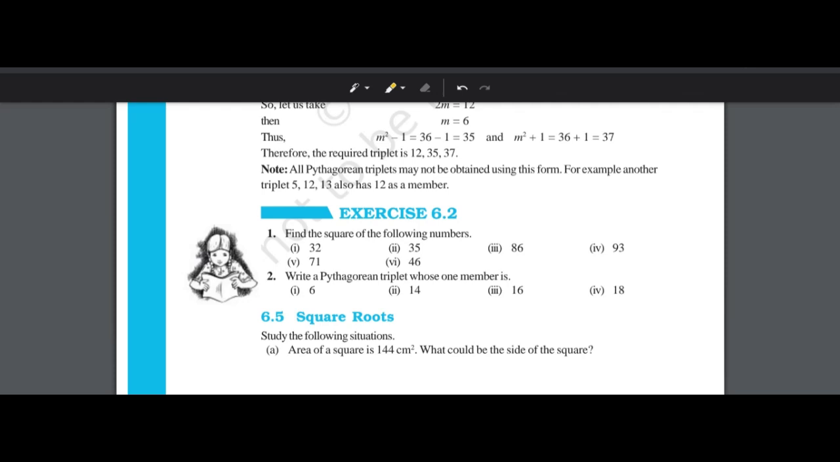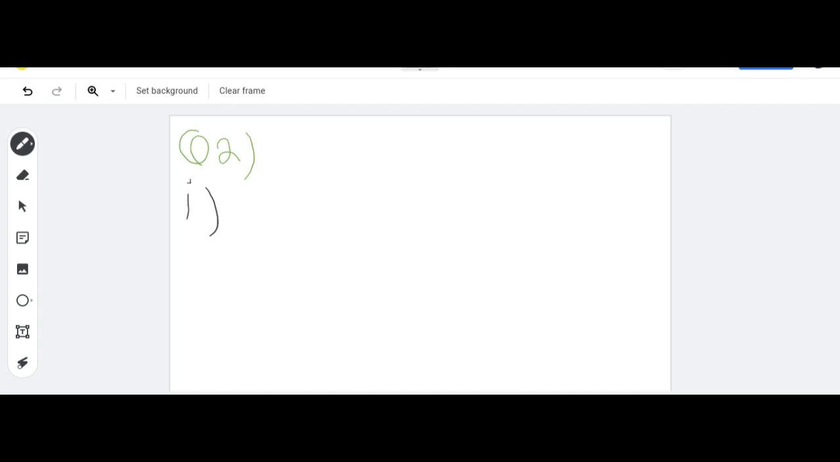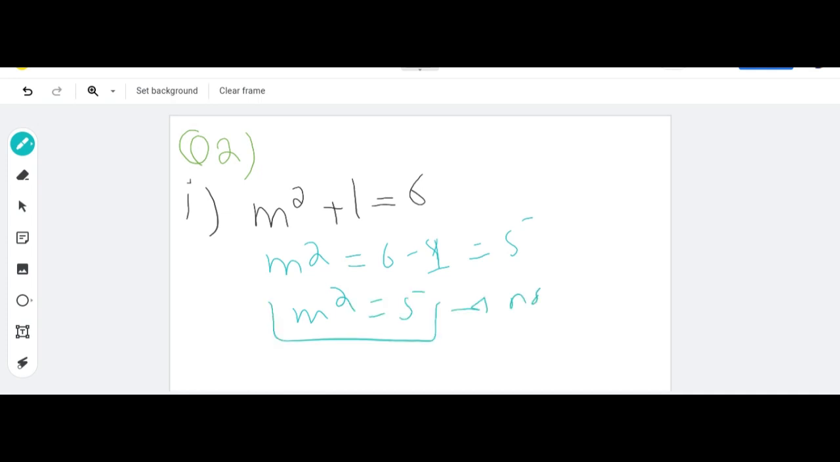So simply I will solve this, and if I didn't get this, then I have to change my format. If we take m square plus 1 is equal to 6, got it? Then I'm doing for the positive first. Then m square is equal to 6 minus 1. Then I will get the answer 5. And the value of m will not be an integer. I will write here not an integer. This is a reason.